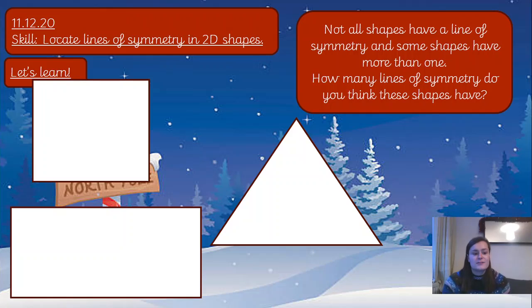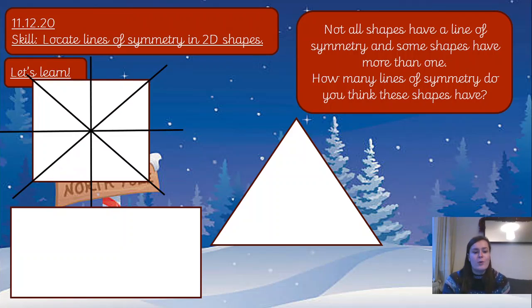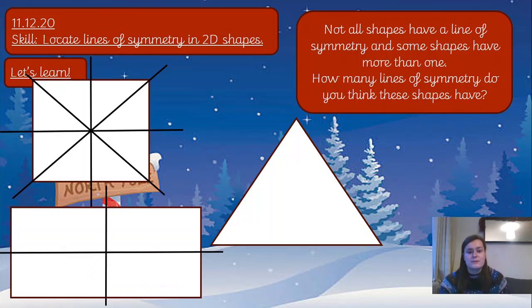Right, so the square, I found 4 lines of symmetry. So if you cut the shape along those lines, they would cut it exactly in half. In the rectangle, I found 2 lines of symmetry. And in the triangle, I found 1 line of symmetry. So compare that to what you found and see if you got the same thing.